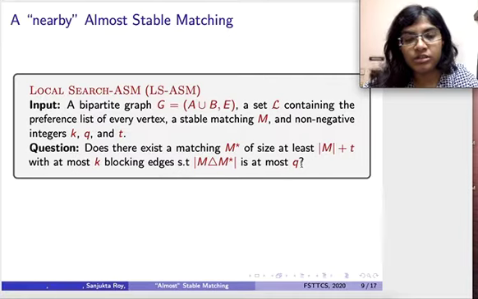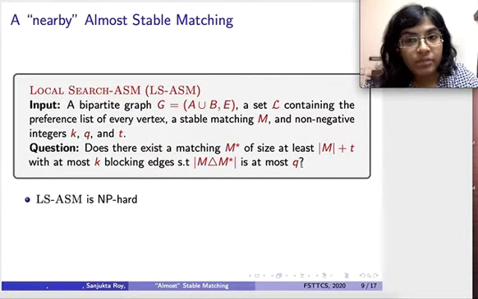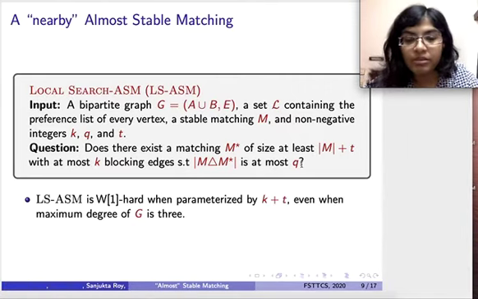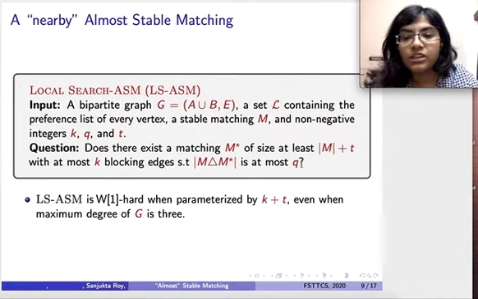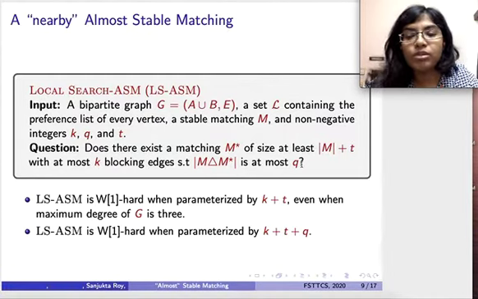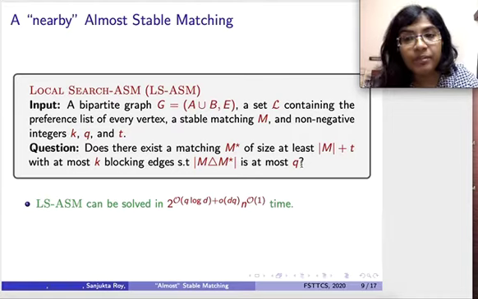Now can we do this efficiently? Sadly, this problem is also NP hard, and not only that, this is W1 hard. Again, this is a polynomial time parameterized reduction. So this is W1 hard with parameter K plus T in a maximum degree 3 graph, and this is W1 hard when parameterized by K plus T plus Q as well. But this is FPT when parameterized by Q plus D, where D is the maximum degree of the graph.